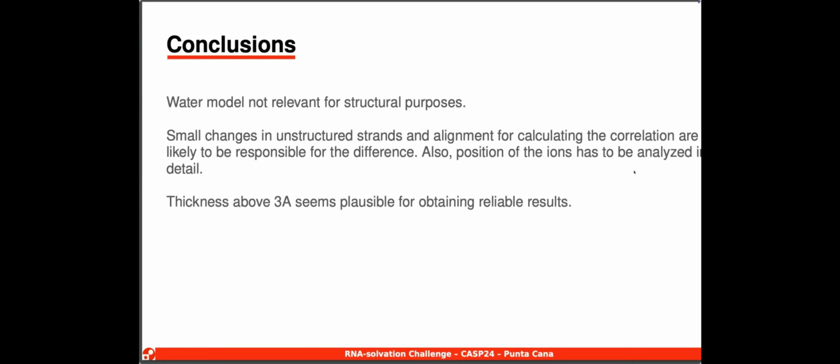And also, we didn't pay too much attention to this, but the position of the ions has to be analyzed, especially if we would like to cross-check and see if some relevant magnesiums are being well predicted by AlphaFold, which is also a possibility that people could be pursuing at this moment in other parts of the world. And this is something that most of us probably already knew, but a thickness above 3 angstroms is plausible for obtaining reliable, or more or less converged, results.